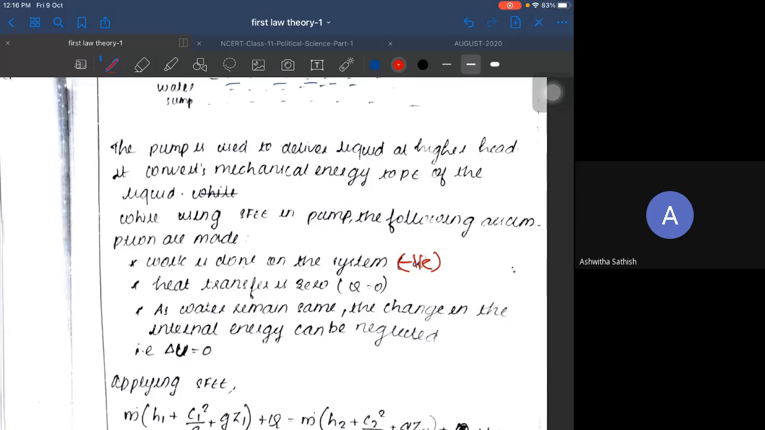Heat transfer is generally zero. There will be no heat transfer in the case of a pump, I guess, because it is using water. So I can take heat transfer to be zero. As the water remains the same, the change in the internal energy can also be neglected. So this is very, very important.